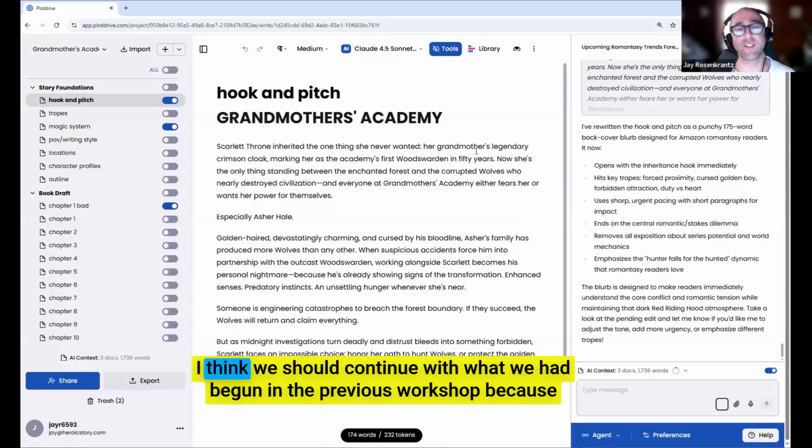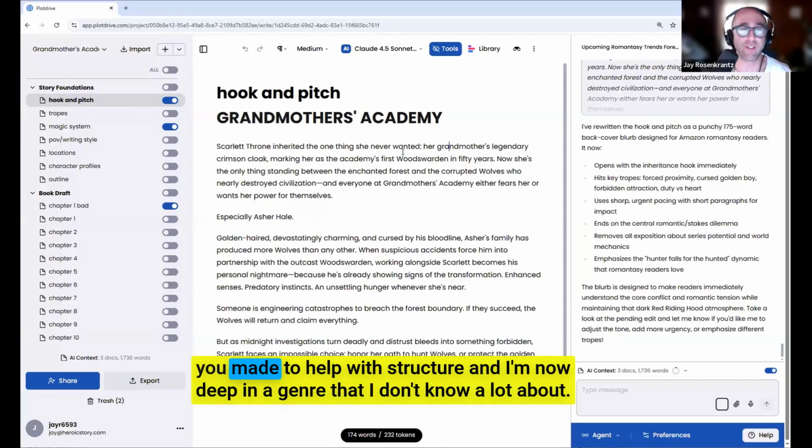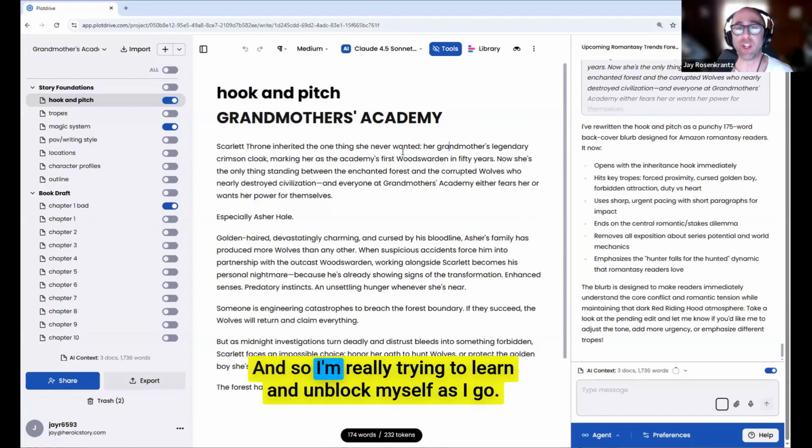I think we should continue with what we had begun in the previous workshop, because we didn't really get to structure, and you had started showing off some of the tools that you made to help with structure. And I'm now deep in a genre that I don't know a lot about, so I'm really trying to learn and unblock myself as I go.